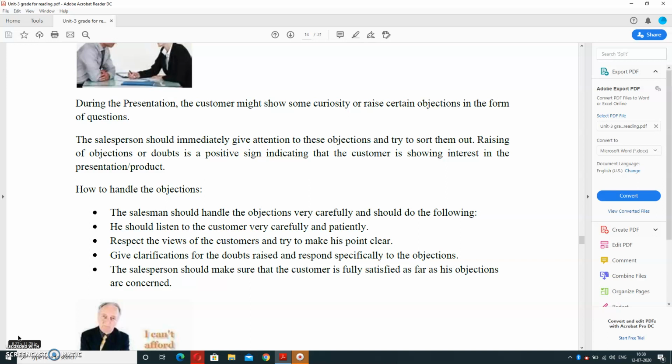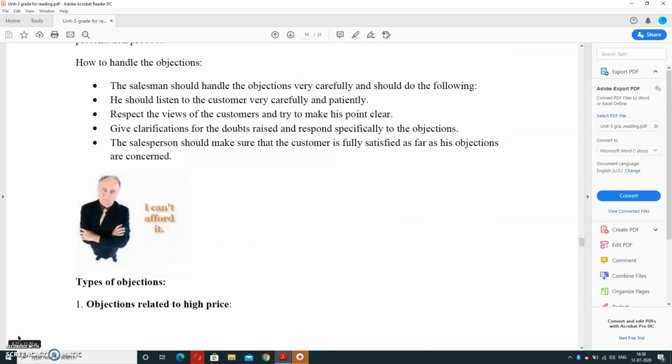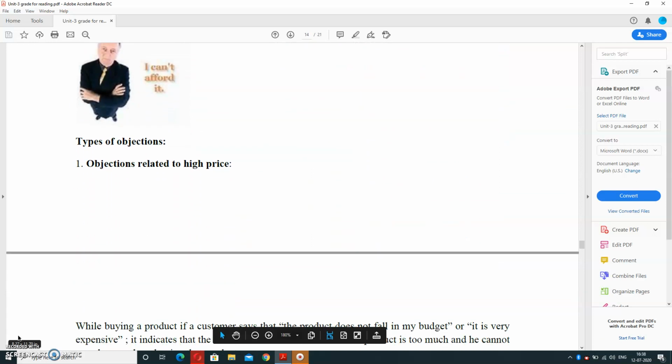And third, he should give clarification for any type of doubt raised from the customer side. If the customer raises any doubt, he should also give an example, like, I have created the example, I am satisfied, then the customer can be more satisfied. It means a company can use examples at the time of presentation, and the salesman should make sure that the customer is fully satisfied that their objection is cleared.